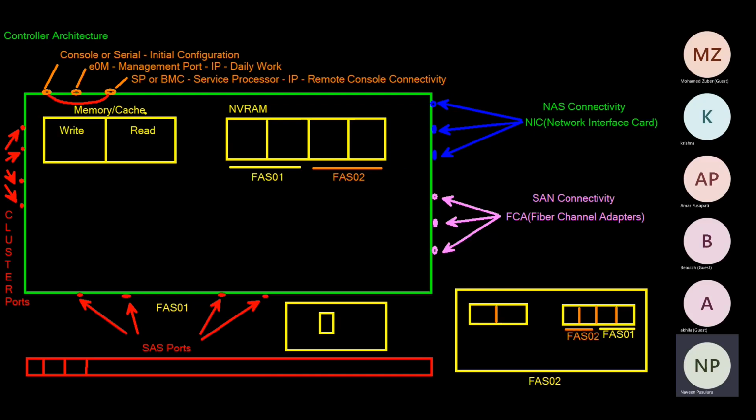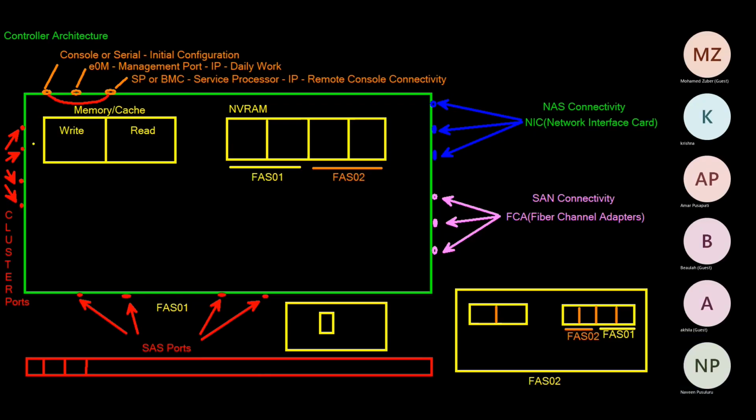When it enters the controller, it will not write the data directly to the disk shelves. Because in the end, even if you are creating a pool and logical partitions and all, in the end it has to be stored in the disks only, right? Disk shelf and disks only, right? But it will not go to the disks directly.